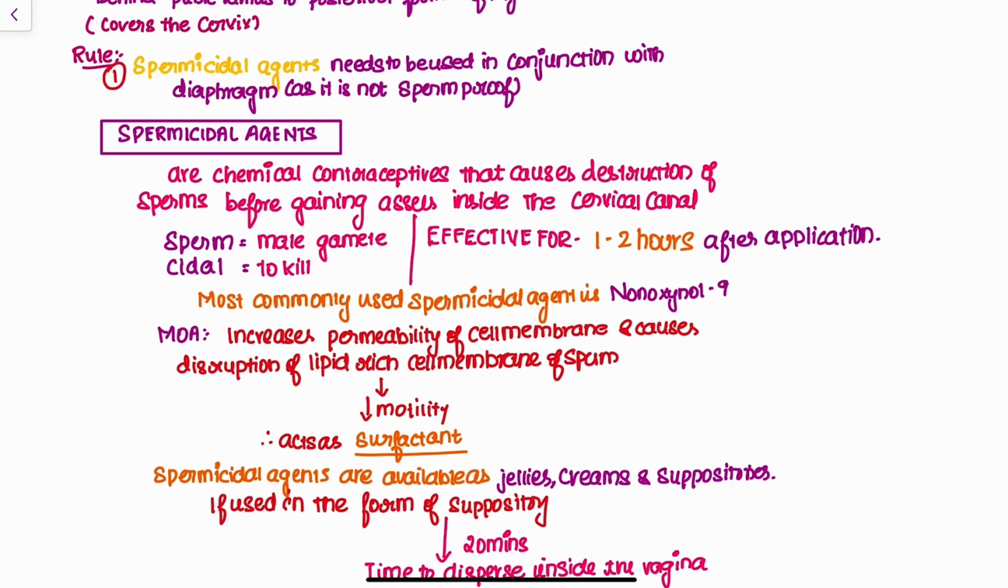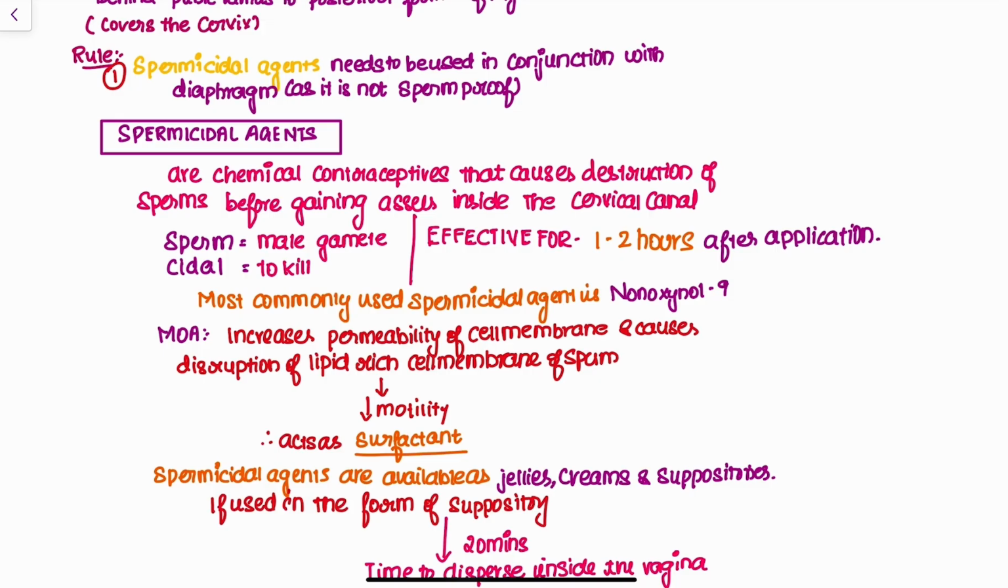So now we'll be discussing these spermicidal agents in detail, and then we will resume on to the diaphragm as such. Clear? Okay. So spermicidal agents are what? Basically, we learned in the start that barrier contraceptives can be either physical barrier contraceptives or chemical barrier contraceptives. And spermicidal agents come under the chemical barrier contraceptives, right?